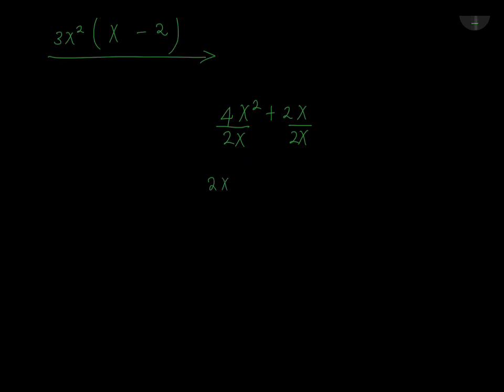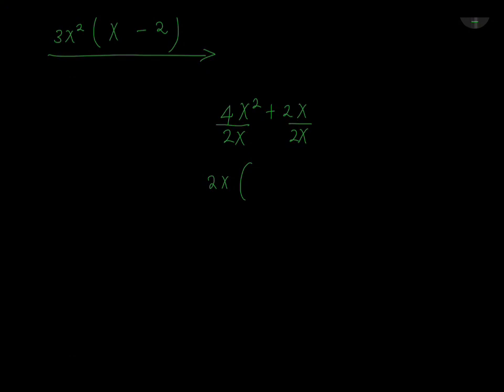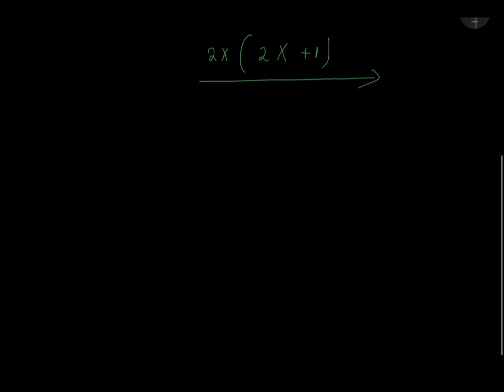So if we divide 4x squared by 2x, we're gonna have 2x, and if we divide 2x by 2x, we're gonna have 1. So this is a simplified form of this expression.